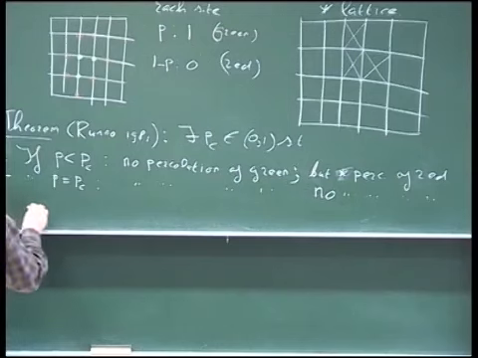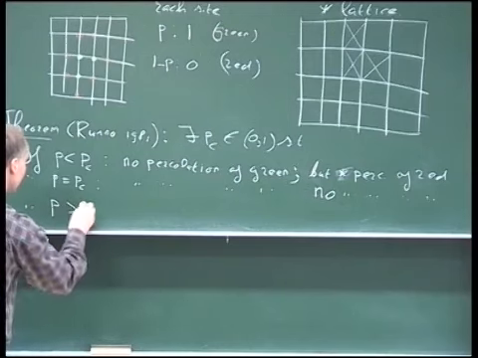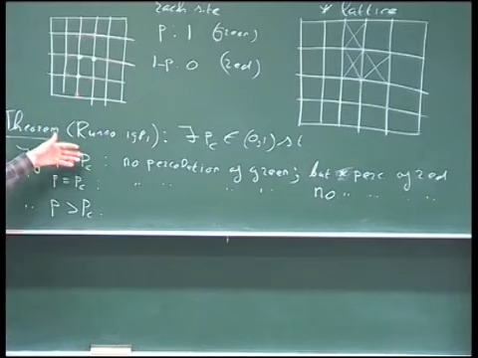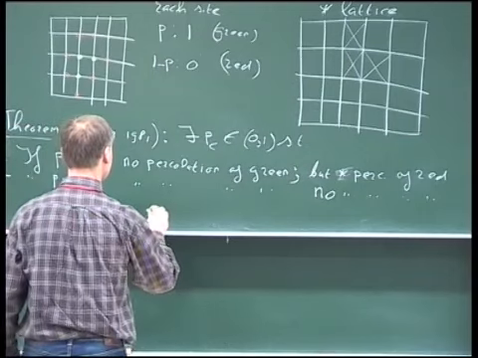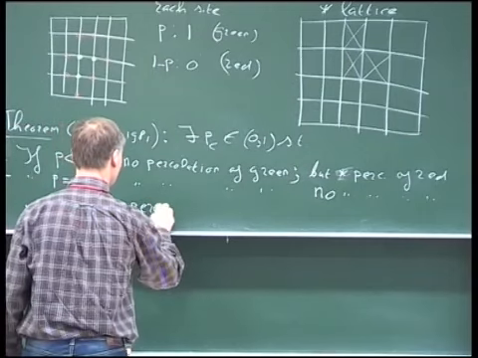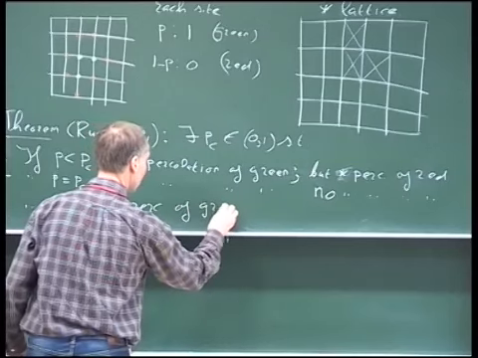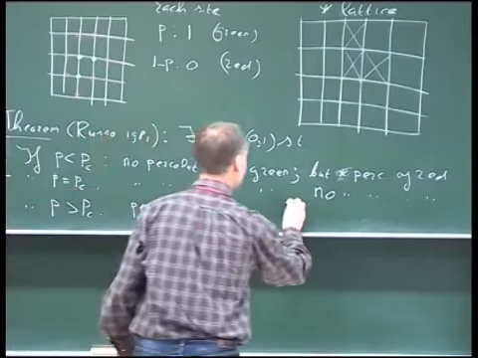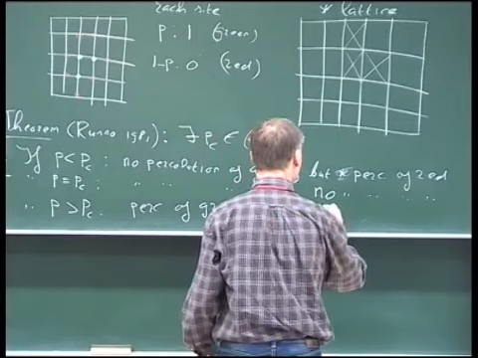And if p is bigger than p_c, then we are in the opposite situation as here, and what we will have is percolation of green, but no percolation of red.